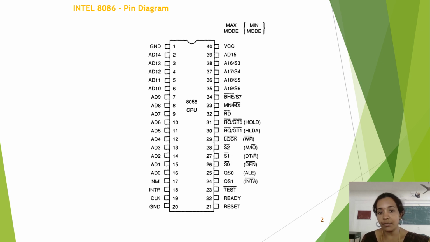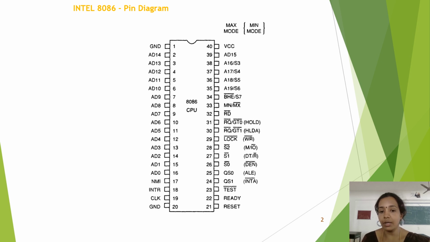In the 39th pin, we have the address bus and the data bus. Pins 38 and 37, 36 and 35 can act as status signals as well as address signals. The 34th pin can act as BHE as well as status data. It can handle both.